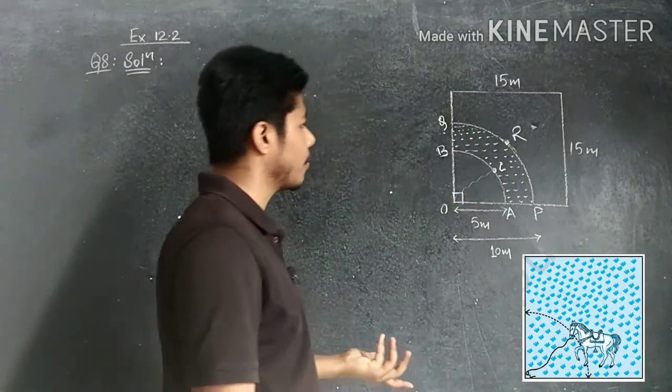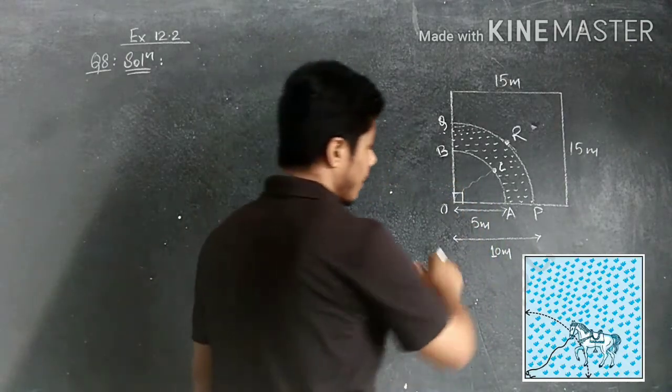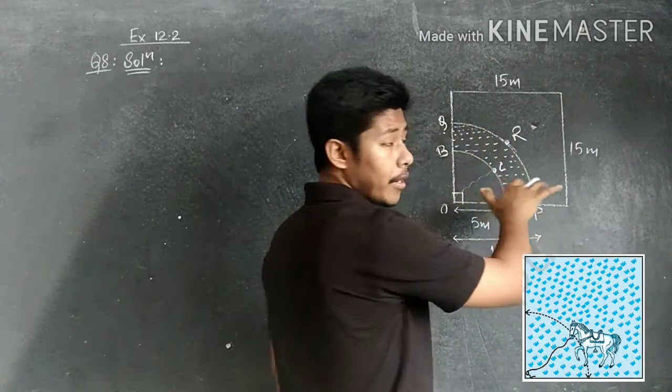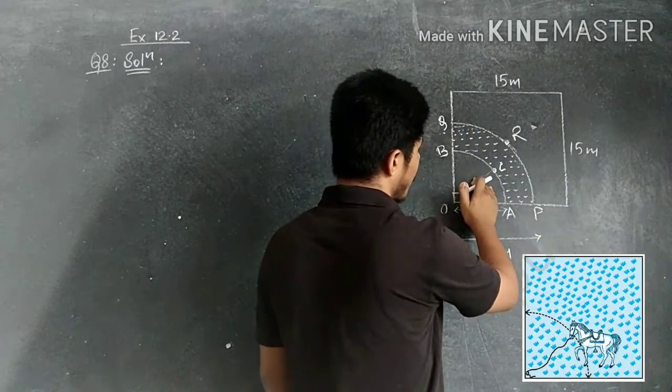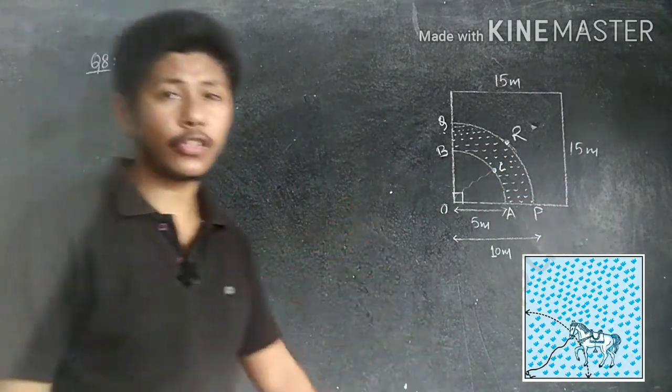So very simple here, what you have to do, first of all we have to find out the area of this portion, isn't it? And if the rope is 10 meter long, then we have to find out the area of this bigger part, and then subtract the smaller part, then we get this shaded portion, isn't it? Practically a very simple question here.